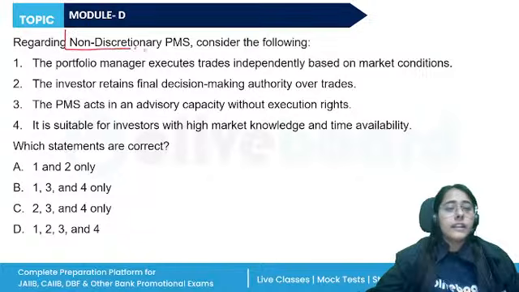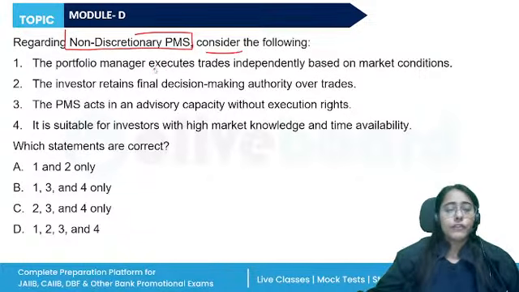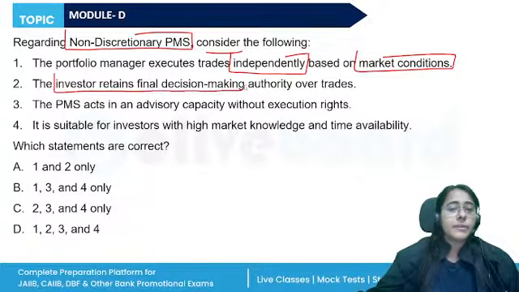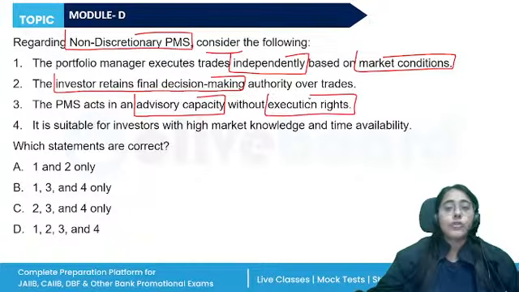Regarding the non-discretionary portfolio management, consider the following. The portfolio manager executes the trades independently based on the market conditions. The investor retains the final decision-making authority over trades. PMS acts in an advisory capacity without execution rights. It is suitable for investors with high market knowledge and time availability.